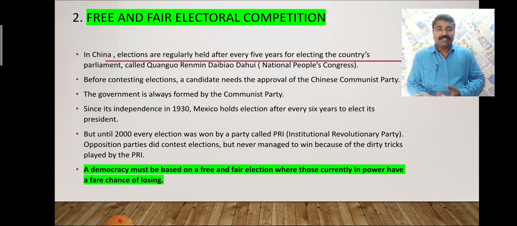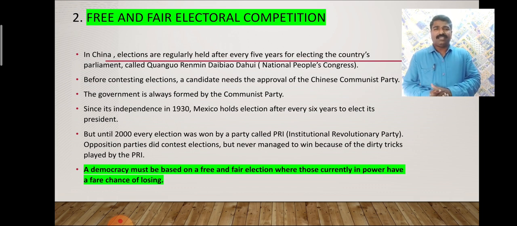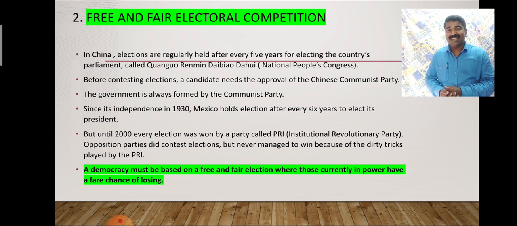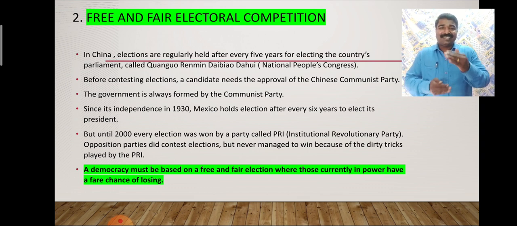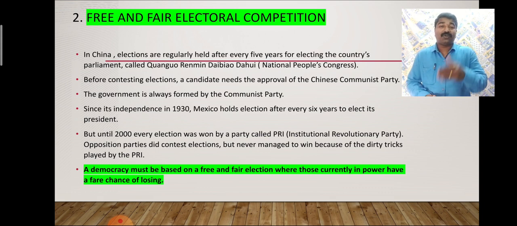Why? Because of the dirty tricks played by PRI. A lot of dirty tricks. If you are a government employee in Mexico, you have to participate in the meetings of PRI. If you are a teacher in Mexico, you have to force the parents to vote for PRI. Sometimes at the last minute, they change the polling stations. People face a lot of difficulty to cast their votes.